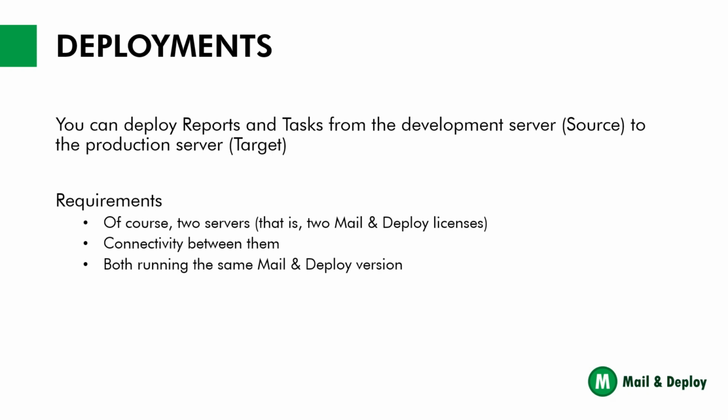If both servers are in public networks, then you can deploy in both directions, from development to production and from production back to development. Another important requirement is that both servers must be running the same version of Mail and Deploy. This is very important. Sometimes your development environment might be running a higher version because you installed it to test a new feature. In that case, you'll need to upgrade the production environment to the same version before deploying.